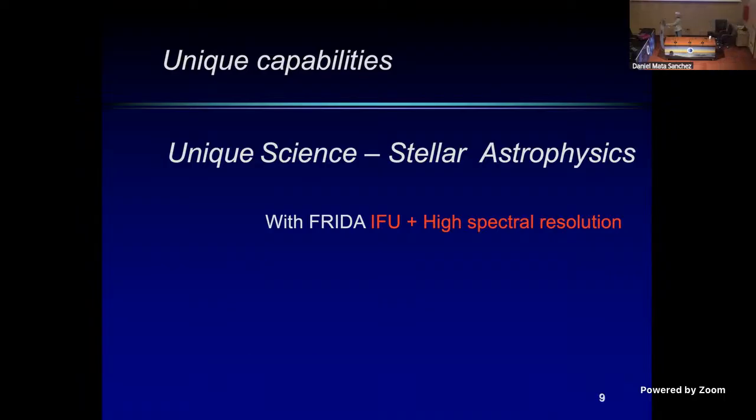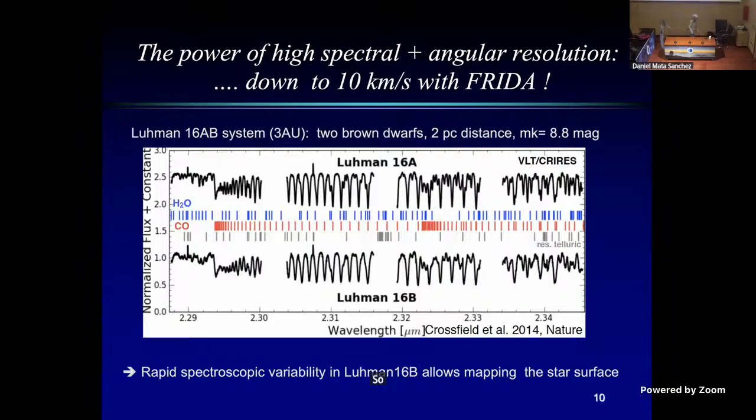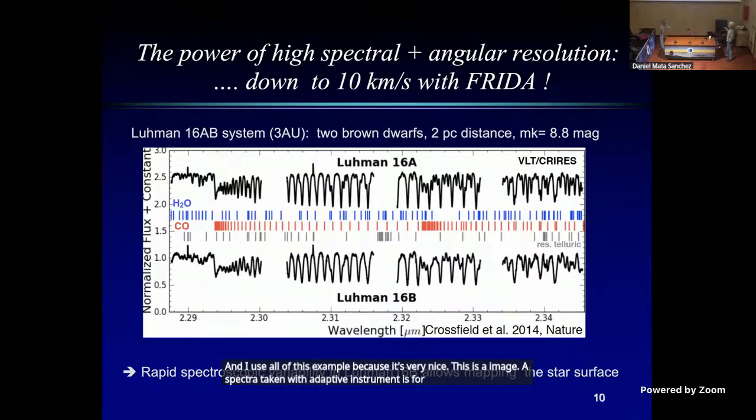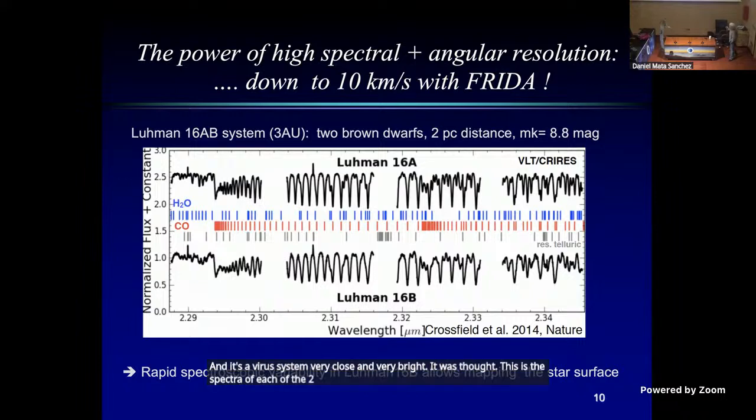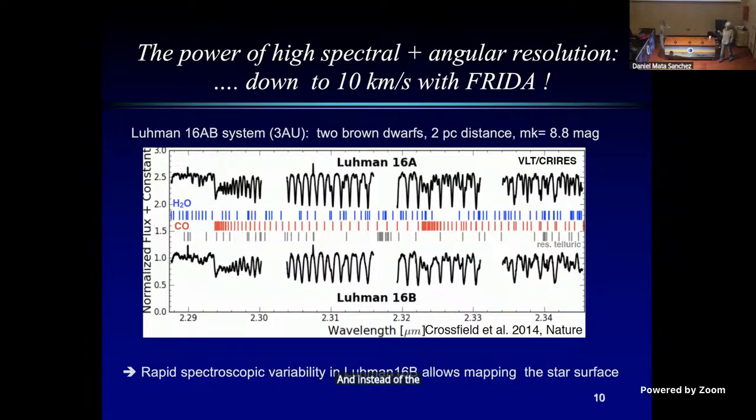And I always use this example because it's very nice. This is an image, a spectrum taken with an adaptive optics instrument. It's called Price at ISO, and it's a binary system, very close and very bright. This is the spectrum of each of the two components of the binary system. And it's done with Price, which has a long slit spectrograph operating in adaptive optics. So it's got much higher spectral resolution than we have.